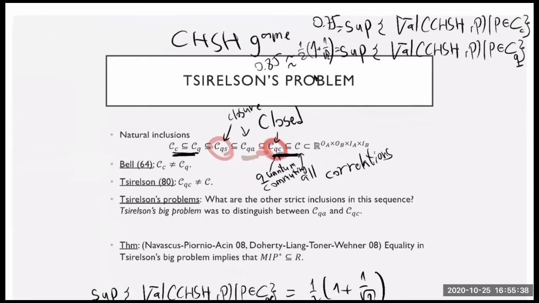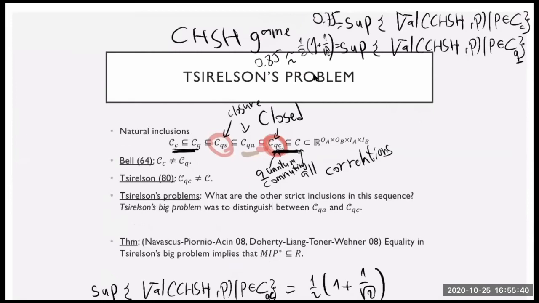Michael? Yes. How did we define the C without subscript? Who's talking? Without subscript, how did you define it? The set of all correlations. These are just all the conditional probability distributions. Okay.